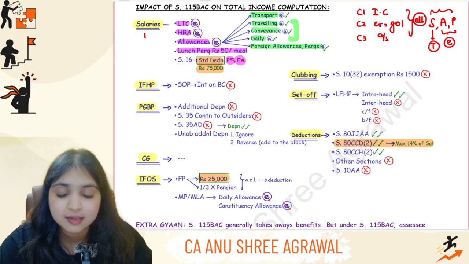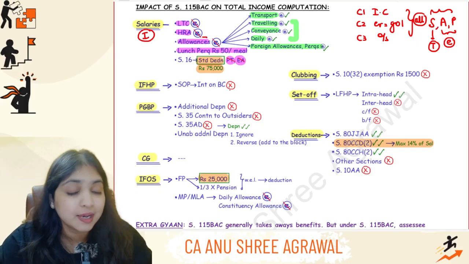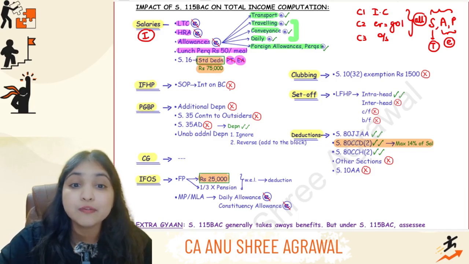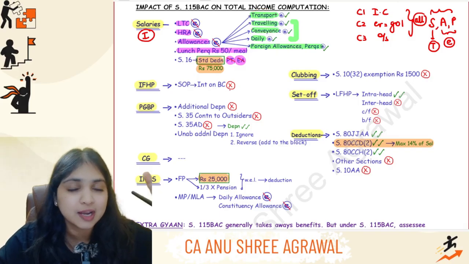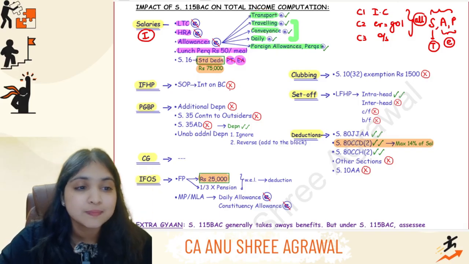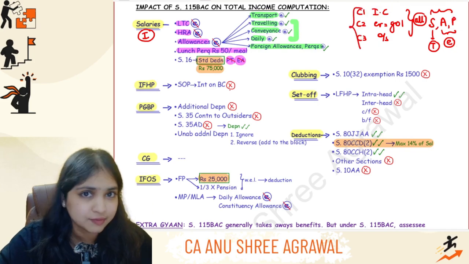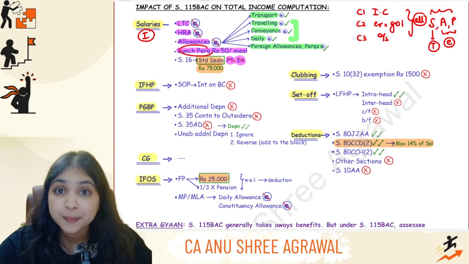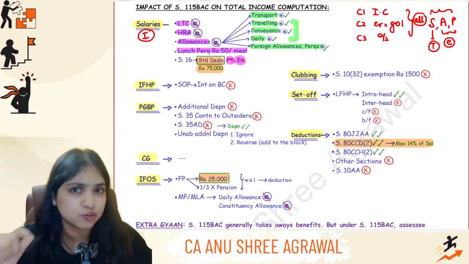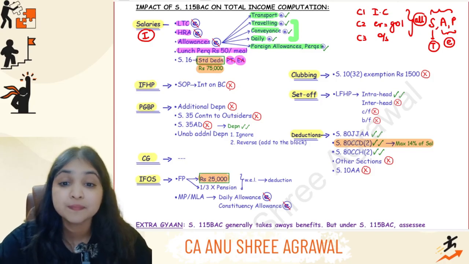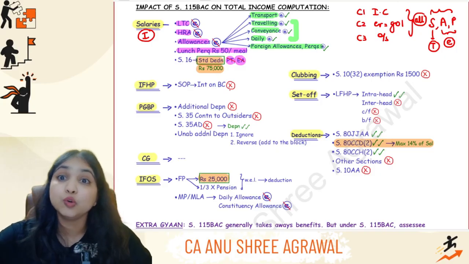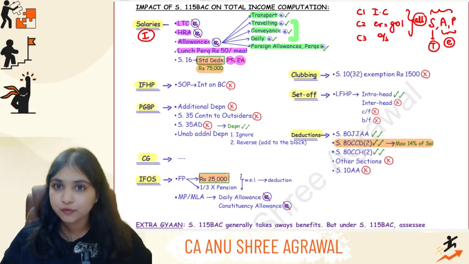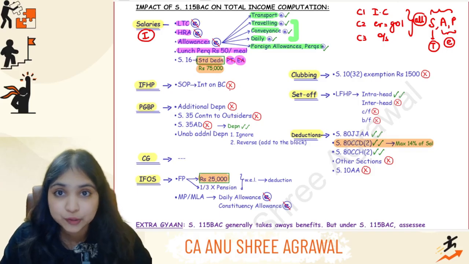Under the salaries head, LTC will be fully taxable, HRA will be fully taxable, allowances will be fully taxable. But however, 5 allowances you can continue to enjoy the exemption: transport allowance, traveling allowance, conveyance allowance, daily allowance, and foreign allowances and perquisites if these conditions are fulfilled. Then lunch perquisite of 50 rupees per meal exemption you will not enjoy under the default regime. And under section 16, only one deduction you will get, and that is standard deduction, and that too you will get 75,000 instead of 50,000. Okay, this was your first impact of 115 BSE.